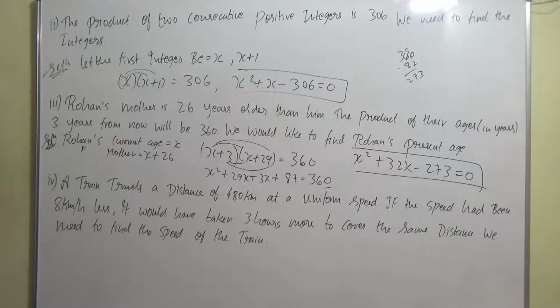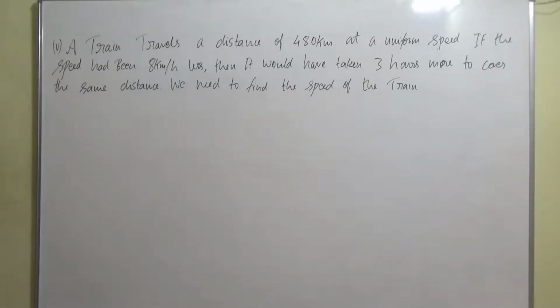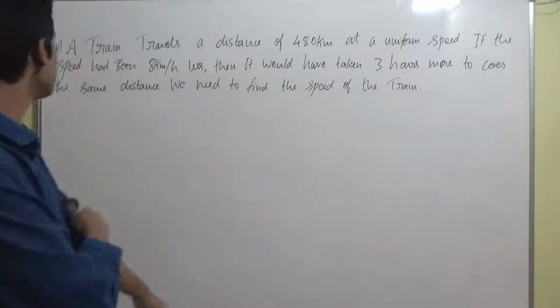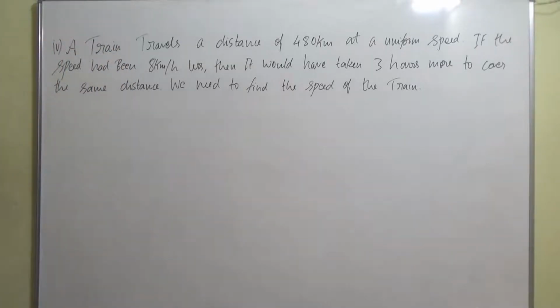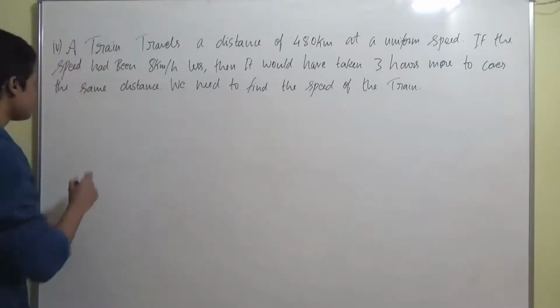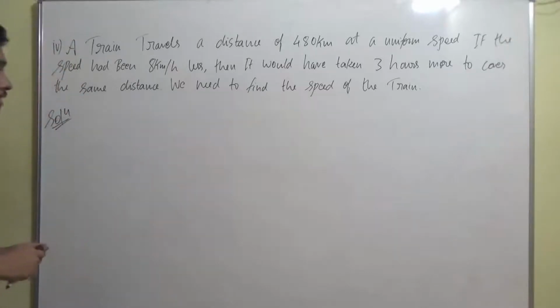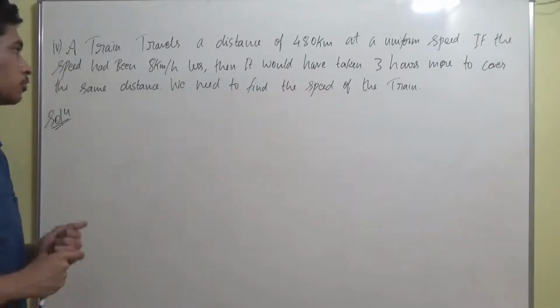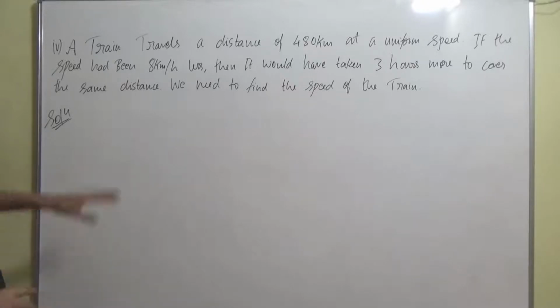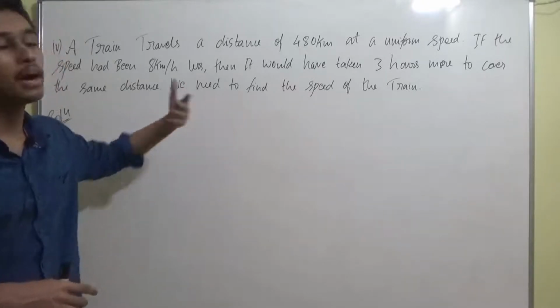The fourth sub question says a train travels a distance of 480 kilometers at a uniform speed. If the speed has been 8 kilometers per hour less, then it would have taken 3 hours more to cover the same distance. We need to find the speed of the train. So first solution. The first thing which you are going to assume is the speed of the train to be equal to x kilometers per hour, because we always assume what we have to find, right?